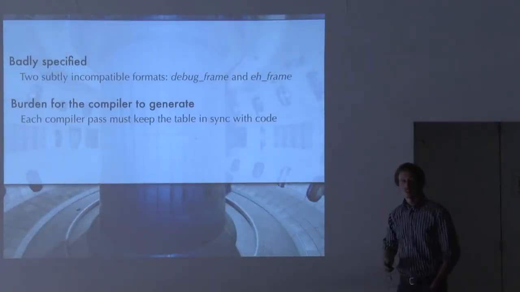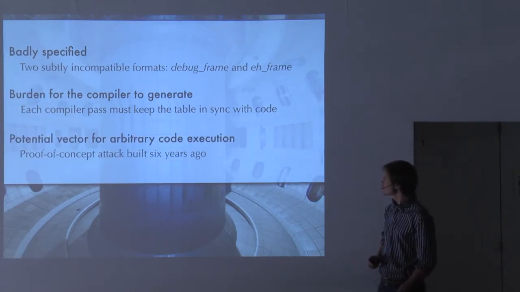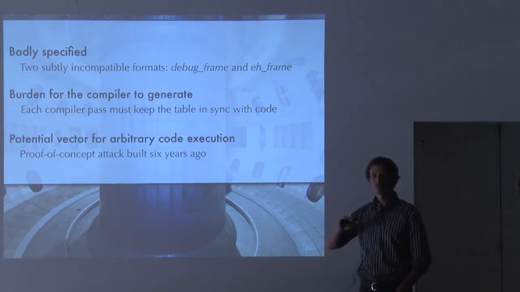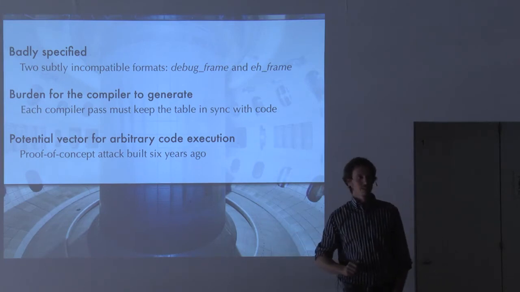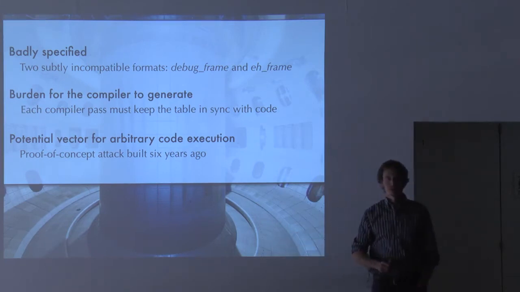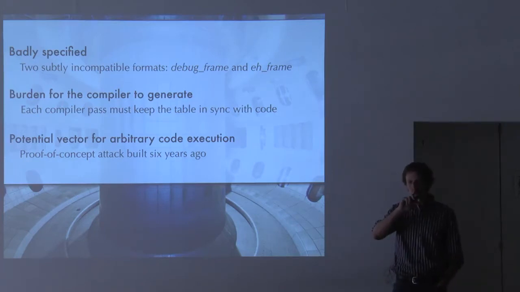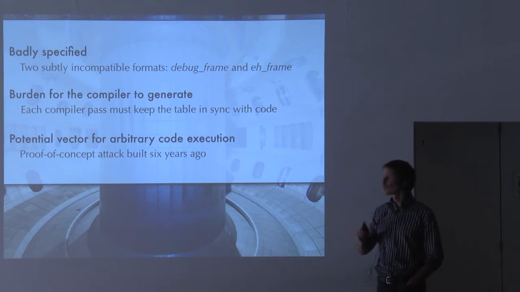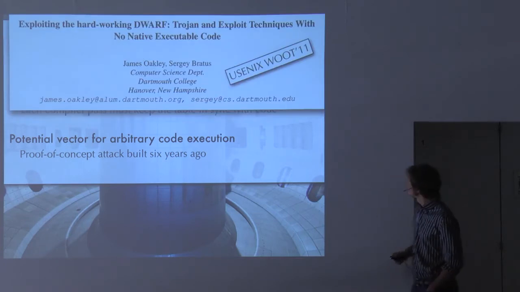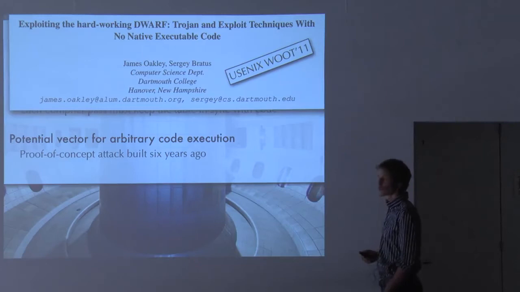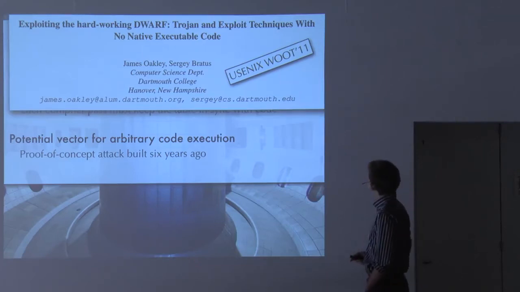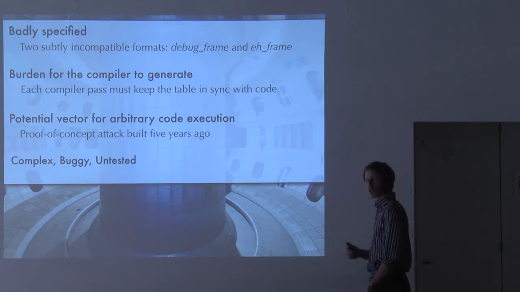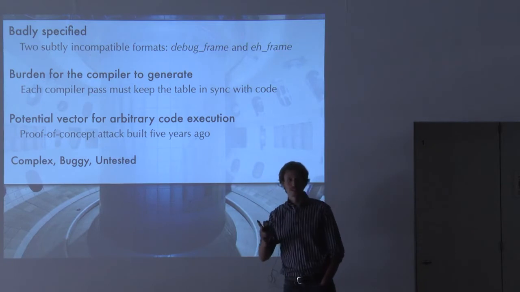What else? Now, if you're into security, this is a potential vector for arbitrary code execution. You just put a Trojan inside the DWARF debug stuff, and nobody will notice. And it is actually quite hard to come up with a real attack because there is not so much that you can do. You can read the memory and you can jump somewhere else. But it is actually hard to find a way to jump to your code. But it was done by Oleh Ratus at the Workshop on Offensive Technologies 11, part of USENIX. So, in general, all this is complex, buggy, and untested.